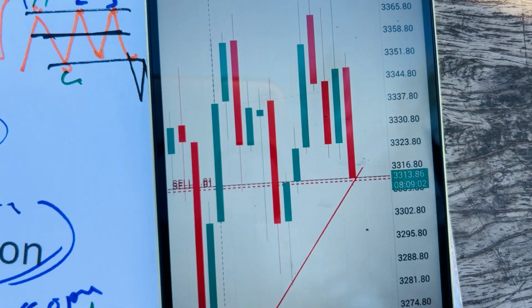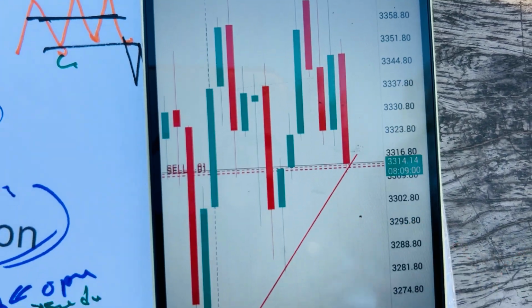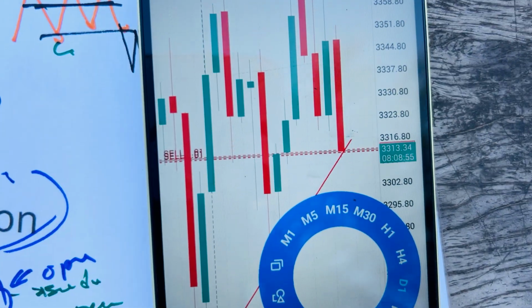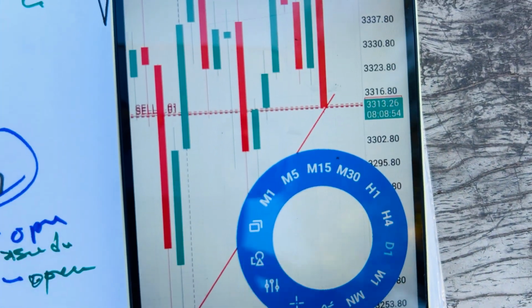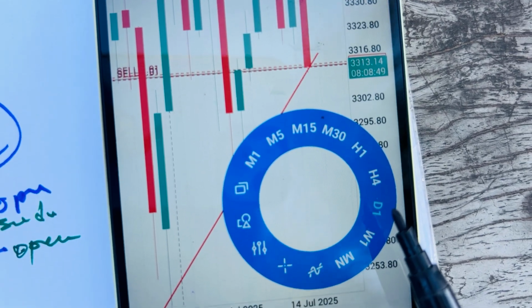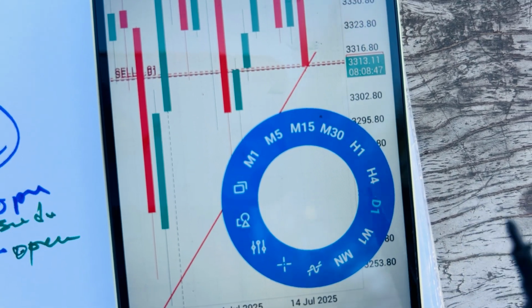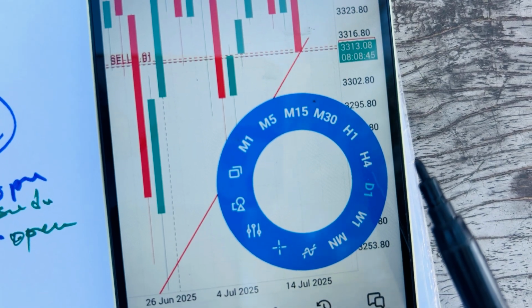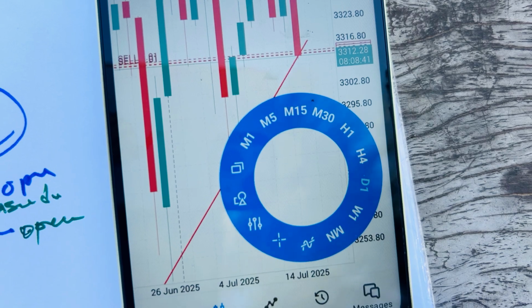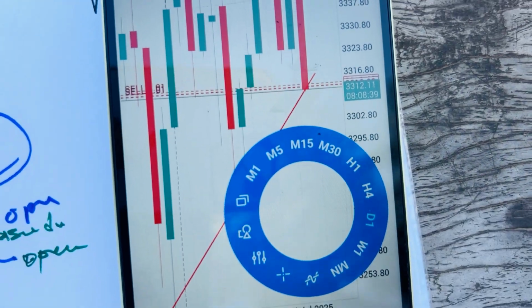Don't trade against the higher time frame. If the high time frame is showing the direction that we're going, and on the small time frame you see that we're going in the opposite direction, always follow the higher time frame. Please pay attention, the higher time frame is important.